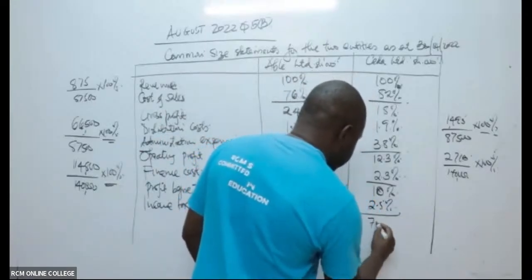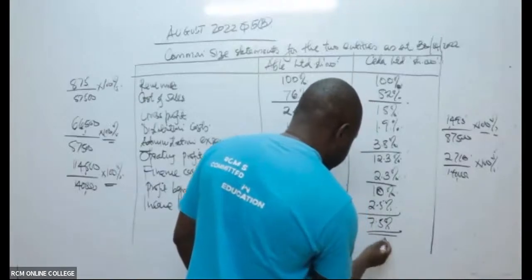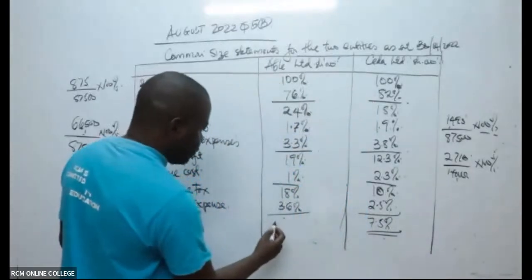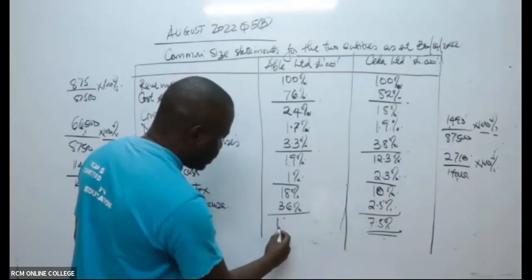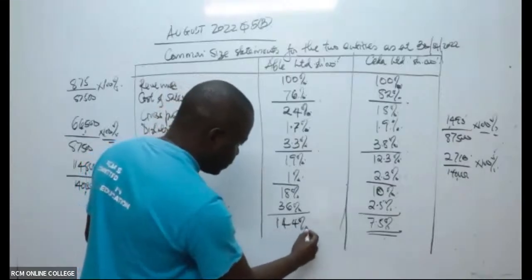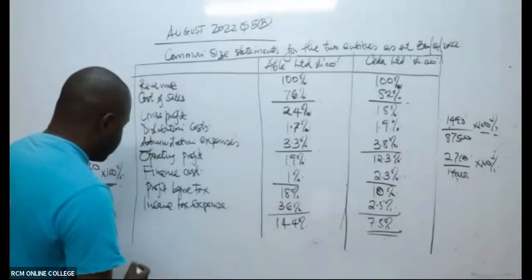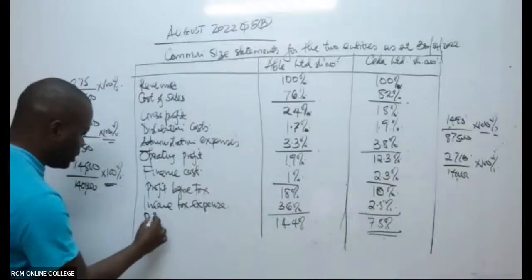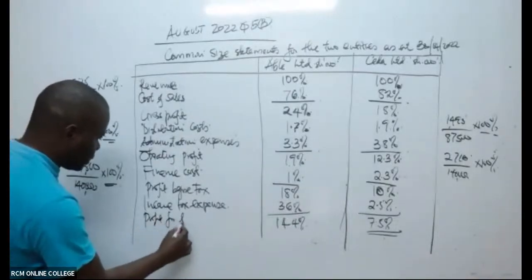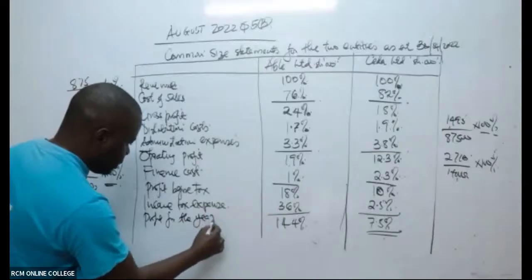So this will be able to get 7.5%. This one will be able to get 14.4%. So this becomes the profit for the year.